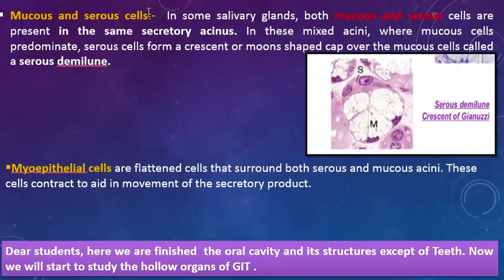This type of acini is called mixed, where mucous is predominant. Serous cells form a moon shape, like a crescent, covering the mucous cells. This structure is called serous demilune. Serous demilune. Thank you.